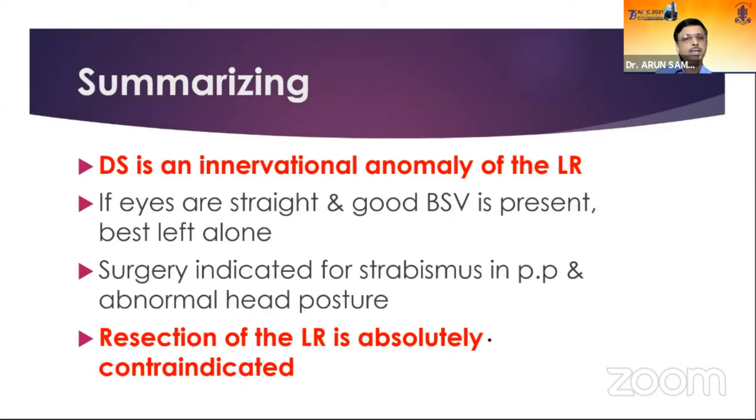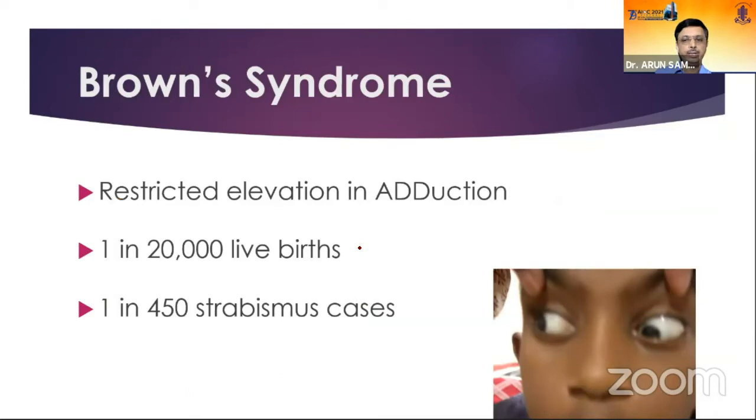So summarizing, Duane's retraction syndrome is an innervational abnormality of the lateral rectus, and we should never do a strengthening procedure on the lateral rectus. This is a very important point to remember. You should never do a strengthening procedure of the lateral rectus. Surgery is indicated only if there is an abnormal head posture in the primary position, or there is a strabismus in the primary position. If the eyes are straight and the binocular vision is good, best not to do anything.